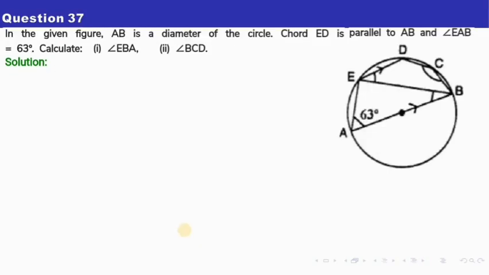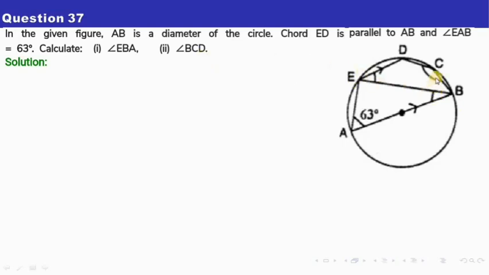Now let's have a look at this particular question. In the given figure, AB is the diameter, and ED is a chord parallel to AB. Angle EAB is equal to 63 degrees. Now you need to calculate EBA, which is this one, and BCD, which is this angle.